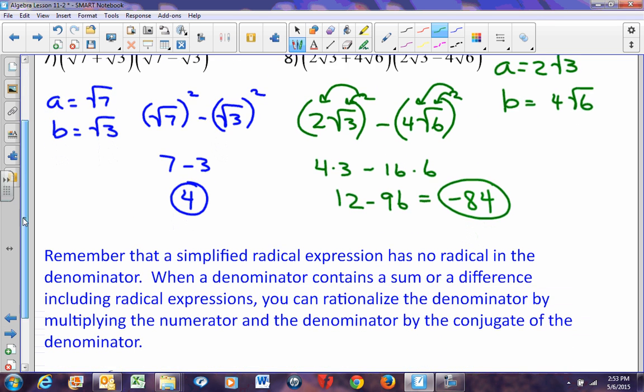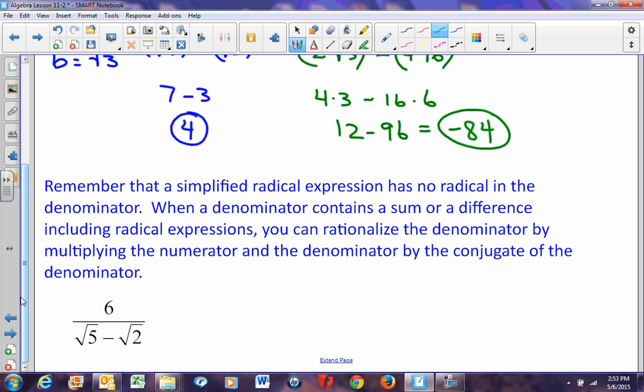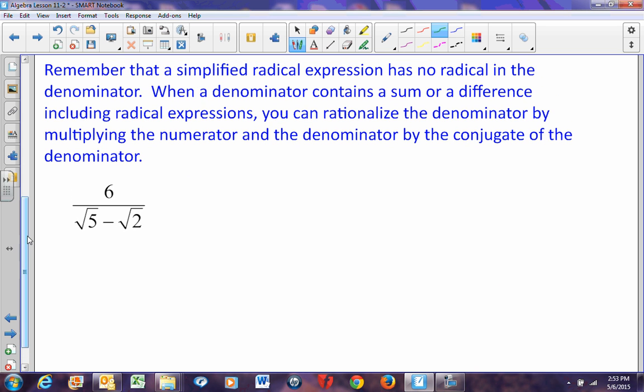Okay, last little concept here. Remember, when simplifying a radical expression, you can have no radicals in the denominator. When a denominator contains a sum or a difference, including radical expressions, you have to rationalize the denominator by multiplying by the conjugate. I can't just say I'm going to multiply by the square root of 5 or I'm going to multiply by the square root of 2. I have to multiply by a conjugate.